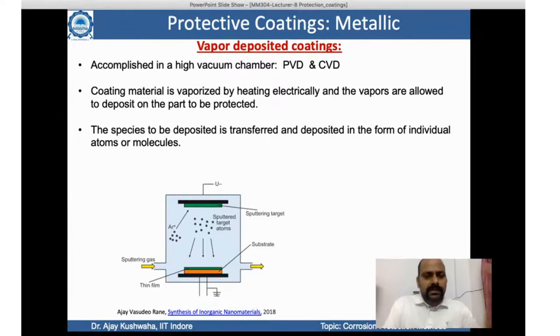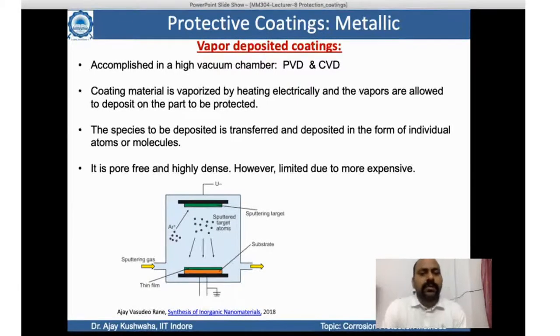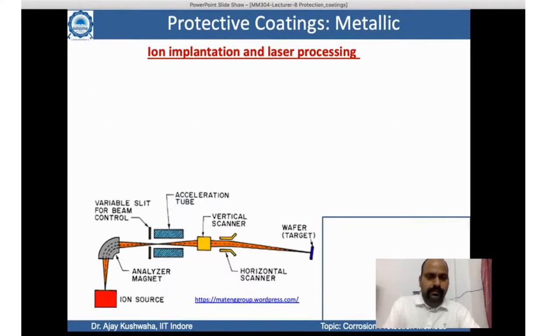A species to be deposited is transferred and deposited in the form of individual atoms or molecules. It is pore free and highly dense. So this is a method which gives a very good quality of deposition, very dense, with almost minimum pores. However, it is limited because the technique is expensive. Moreover, large area coating is very difficult, so it's not very familiar. We can apply this, but it depends on what kind of application we are looking for.